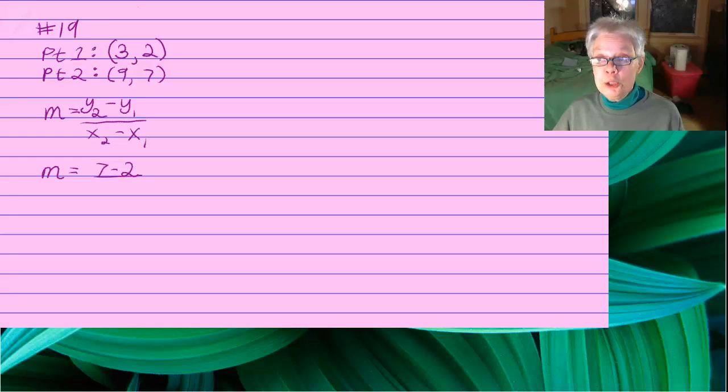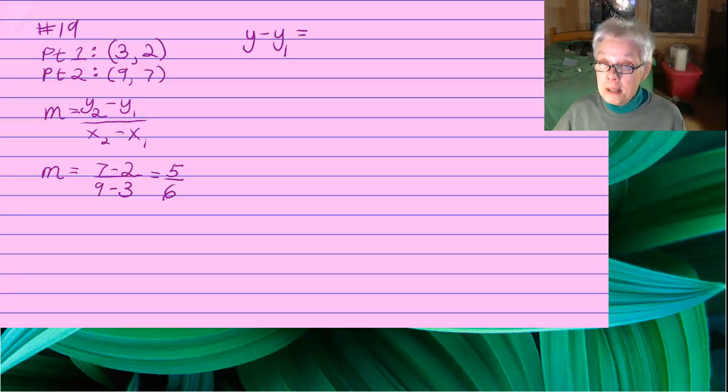Now substitute the numbers into the variables. We calculate the slope by subtracting on top and then on the bottom. After the slope is calculated, we find the equation of the line using the point-slope formula, y minus y1 equals m times x minus x1.